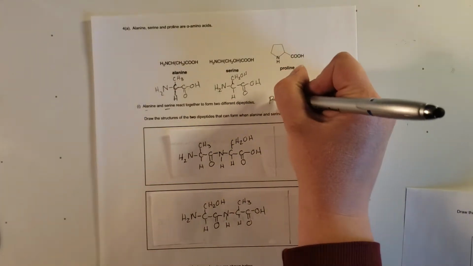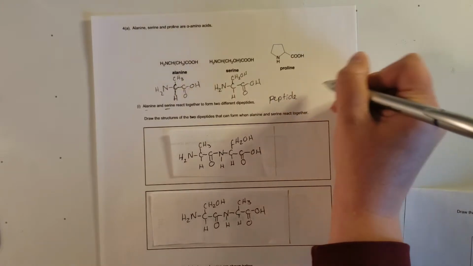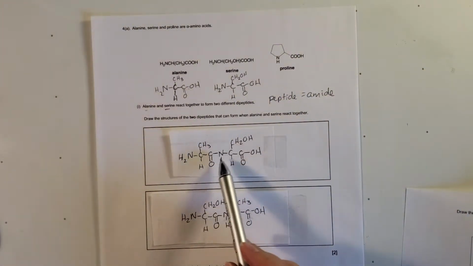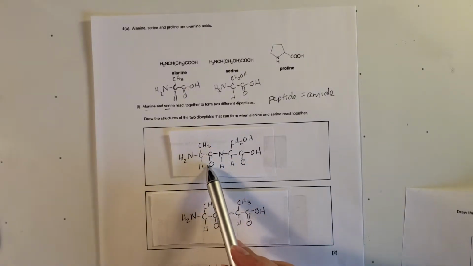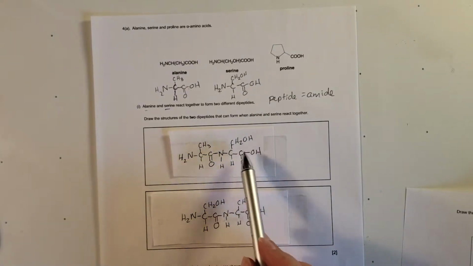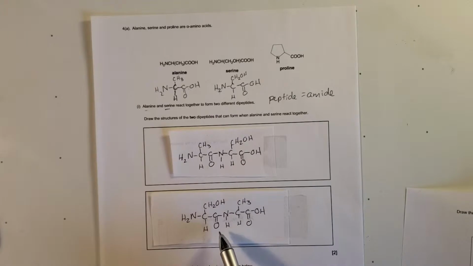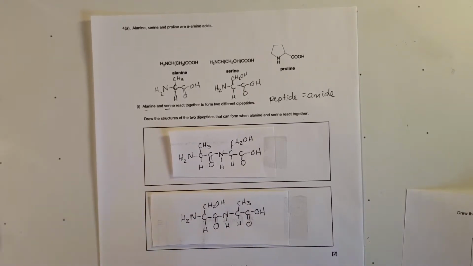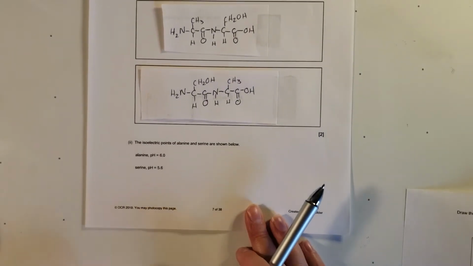Remember, peptide is the same as an amide bond or an amide link. So that's your amide link formed between your alanine and your serine. And on the other one, this is our amide formed between that serine and that alanine. All right, so this continues.